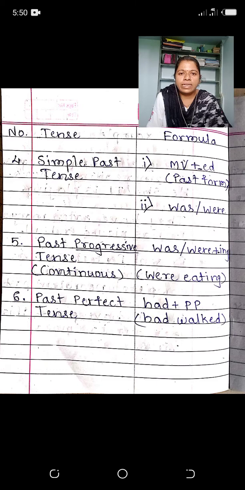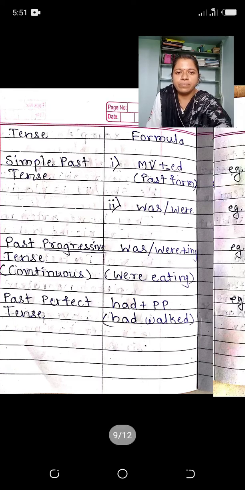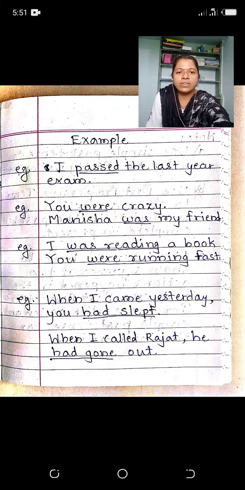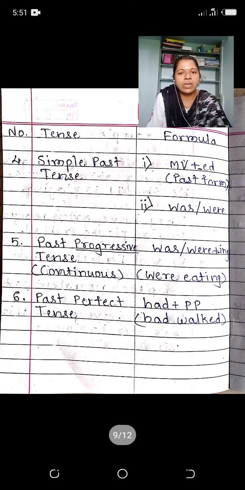Let us turn to the next form of the past tense, past progressive tense. You can also call it past continuous tense. See the verb form used in past progressive tense: was or were plus main verb plus ing. For example, were eating. Say for example, I was reading a book. You were running fast. Was reading, were running. These are the past progressive verb forms.